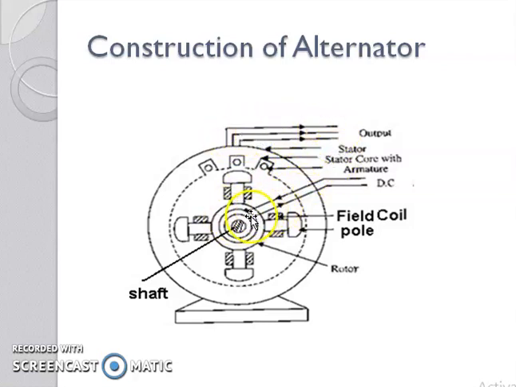So the DC supply is given to the rotor. Then this is called the pole. These are the field coils which are situated on the pole. Then this one at the center is called the shaft, and the outer one is the stator. These are the stator core, and stator conductors are situated in that. This whole outer cover is called the stator.